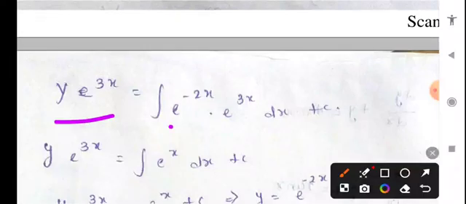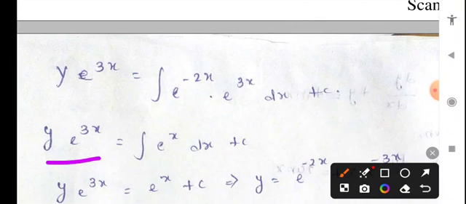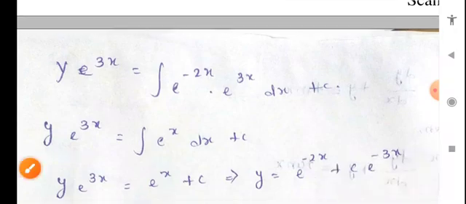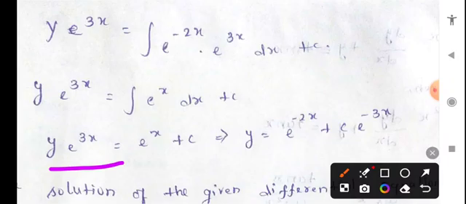What is the next step? Of these two, both are multiplied, with the same base, so the powers should be added. If you add them, we get y into e power 3x is equal to integral of e power x dx plus c. The next one: y into e power 3x, when we integrate this value, what comes? e power x plus c.